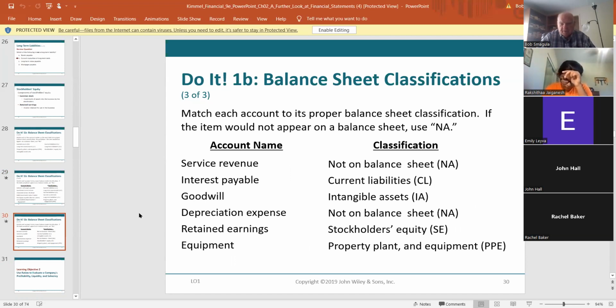Revenue, huh? That's not on the balance sheet. No. No expenses or revenue go on the balance sheet. None. Interest payable does. Goodwill, intangible. Depreciation expense, no. Retained earnings, equipment.